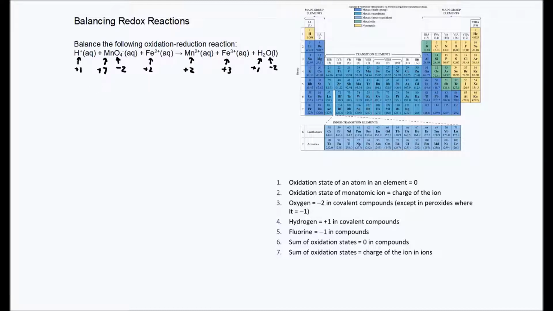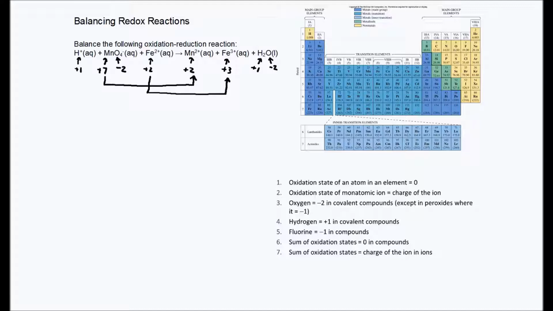Now that I have that, I can identify what's changing. Manganese is changing, plus 7 to plus 2. Iron is changing, plus 2 to plus 3. And nothing else is changing. Oxygen, minus 2, minus 2. Hydrogen plus 1, plus 1. Those are the only two things that are changing.